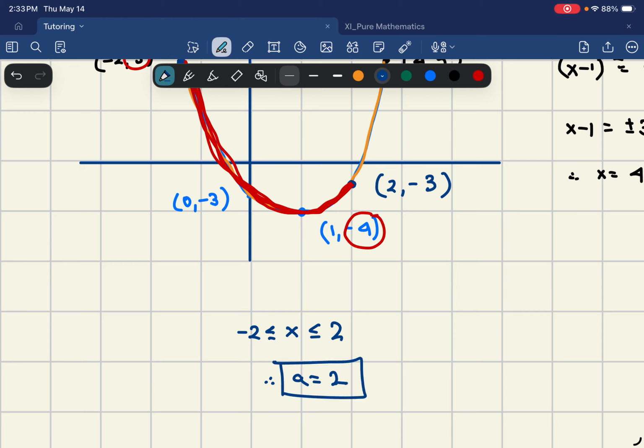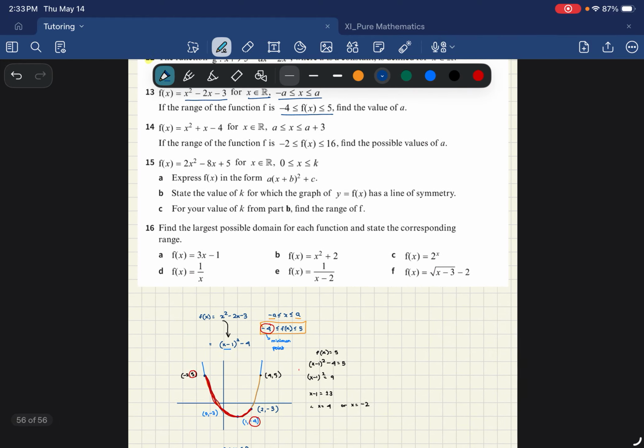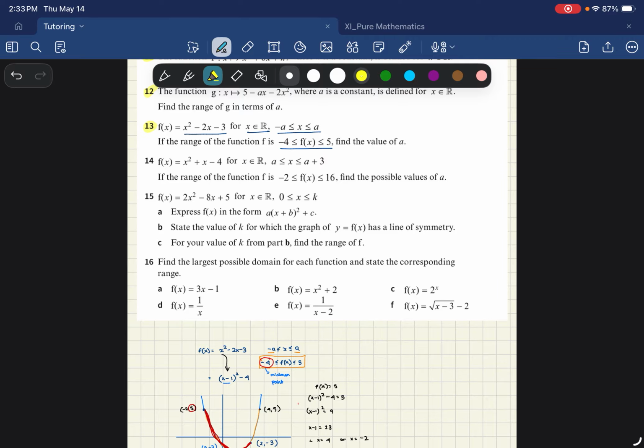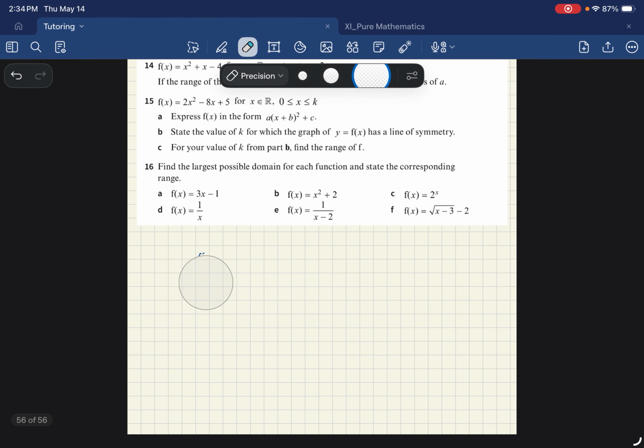The easiest way, I think, to figure this out is to just plot the graph and then figure out how you can get a symmetric domain restriction. So that is going to be your answer. You just draw out the graph and check which value of x satisfies the given condition. All right, so let's move on to question 14.